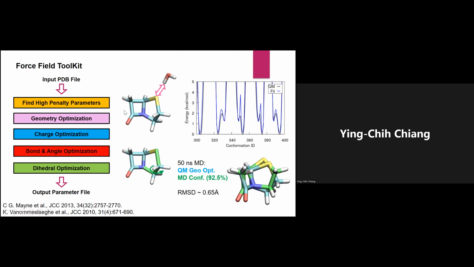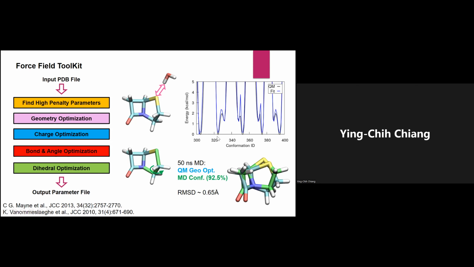After that, you can use the optimized geometry of the ligand to calculate the Hessian matrix. From the Hessian matrix, you can calculate the distortion energy, and then you can fit your bond and angle parameters to this distortion energy, which gives you the bond and angle parameters. The last step in this whole workflow is the dihedral scan. For each single bond, you rotate it and calculate its quantum potential, then fit the parameters to reproduce the quantum potential, and you get the final parameter file for simulation.